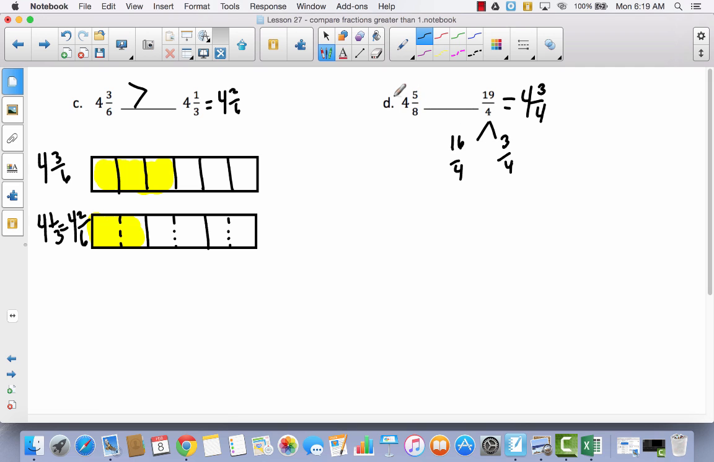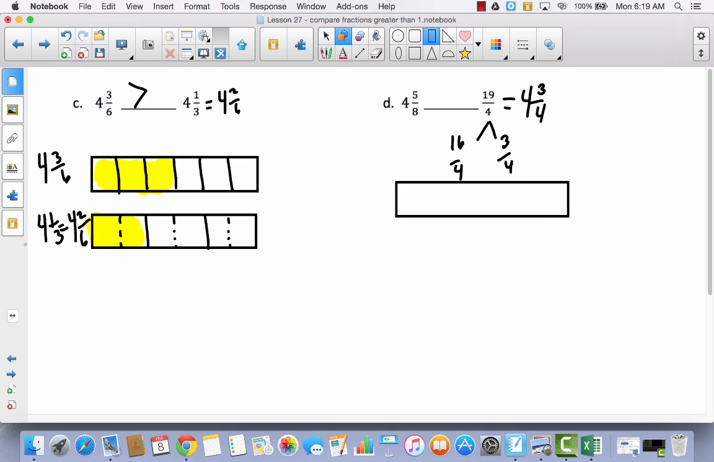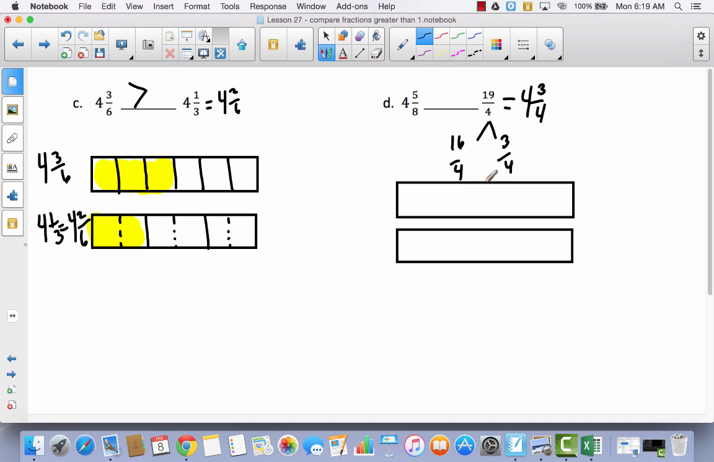So you can see here that my whole numbers are the same. So I'm just going to compare those fractions. So I'm going to draw a tape diagram to illustrate 5/8 and a tape diagram to illustrate 3/4. Okay, so let's start here with 5/8. So I'm going to take this and divide this into fourths, and then divide the fourths into eighths.